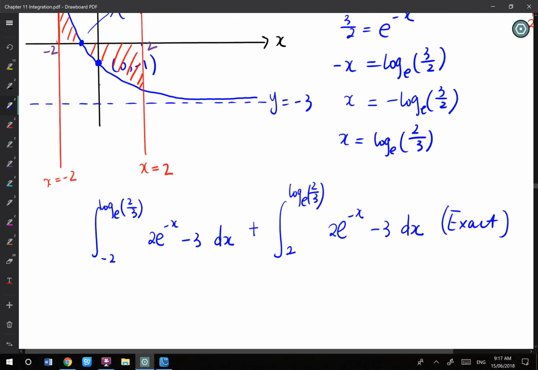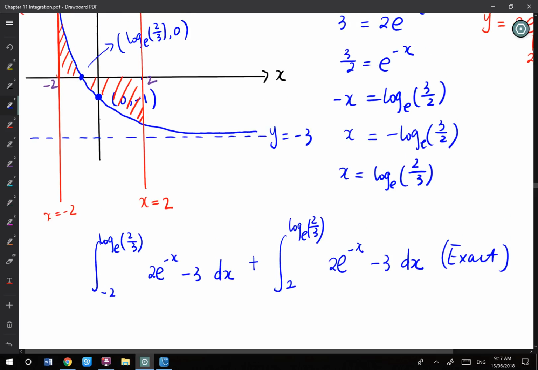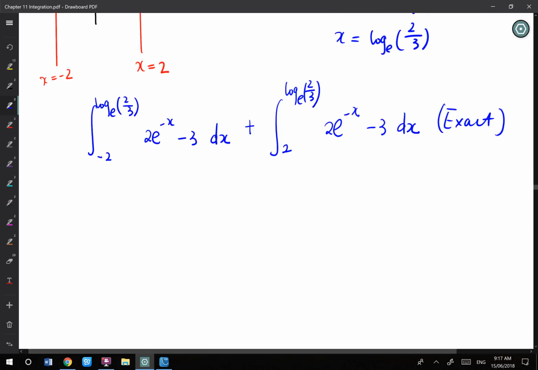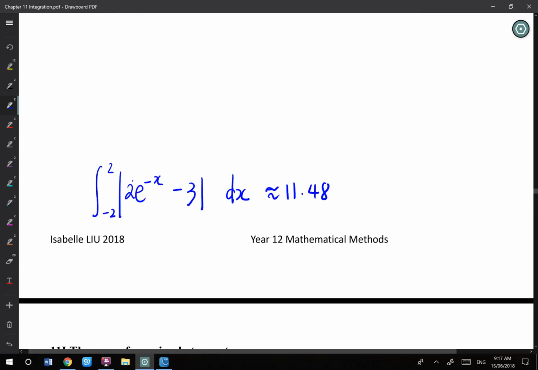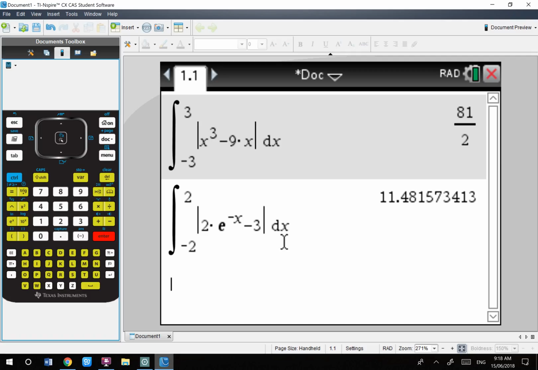So that is how this equation has been set up. We talk about the area: the top area, plus the negative of the bottom area. So try the exact one, and the calculator one gives you approximately 11.481 something, by CAS.